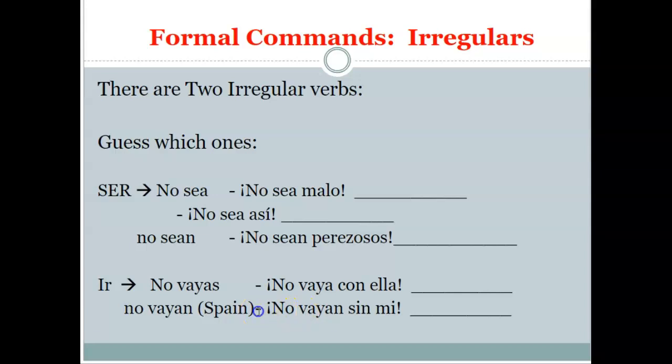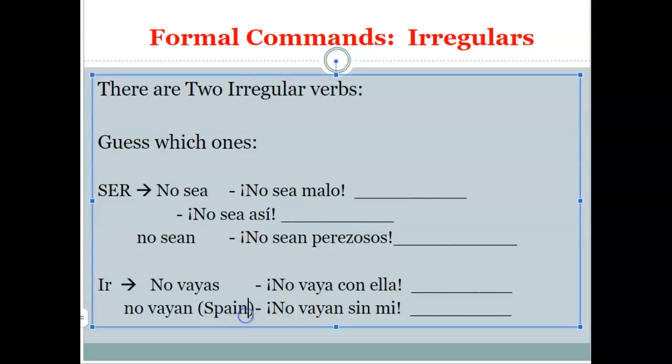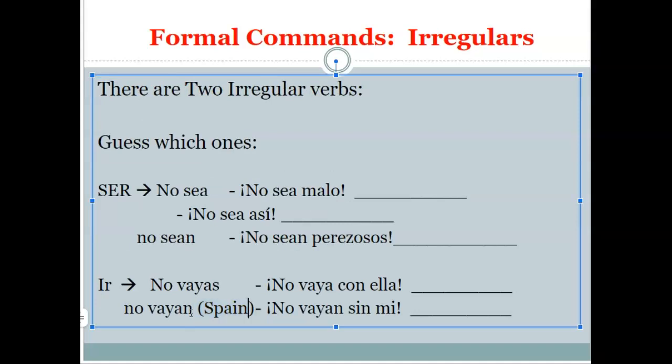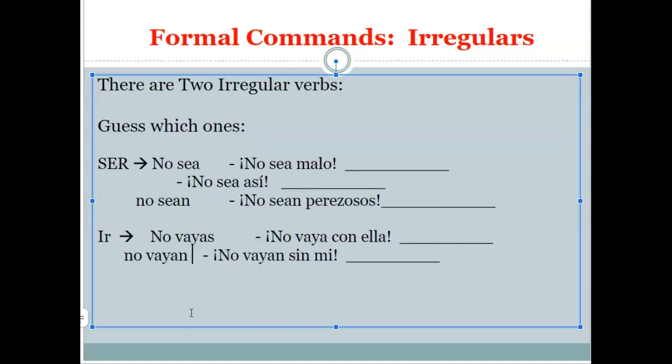Don't know why that says Spain, but I don't know why that says Spain. I needed to say Spain. That's just usted. Okay.